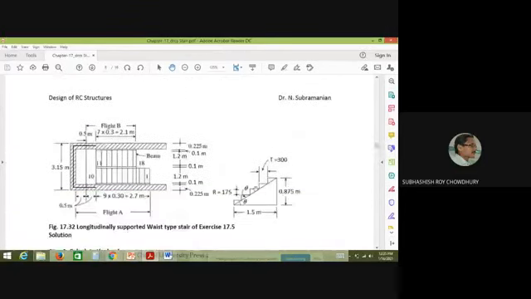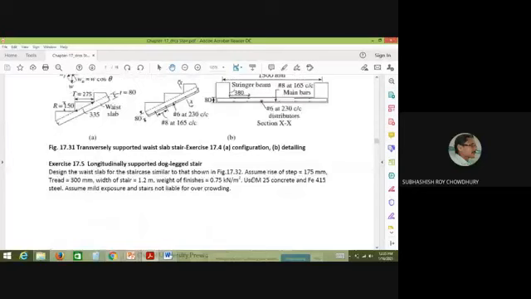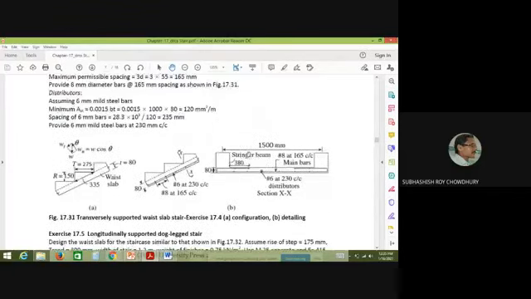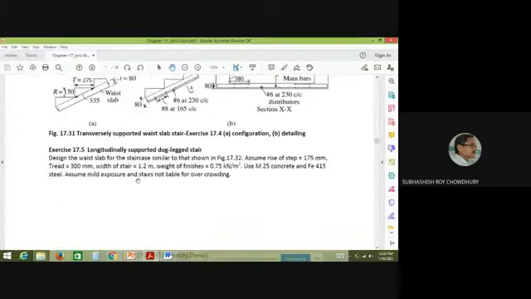I will share this document with you. You may get a different numerical example from this document. There will be the designing of the transversely spanning stair also. But at this moment, let me concentrate on this particular type of stair, the longitudinally supported dog-legged stair. So let me start discussing this numerical example.